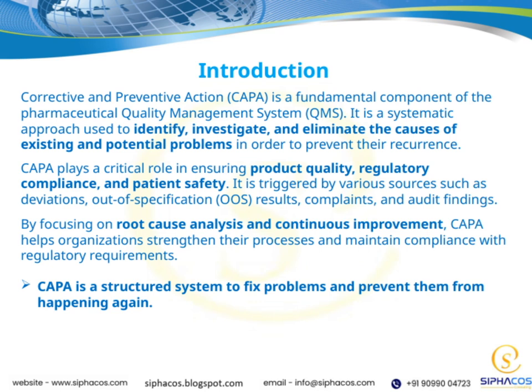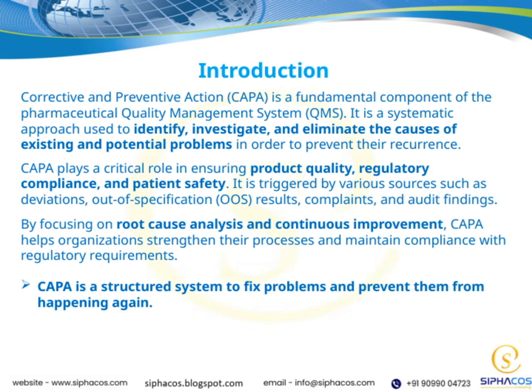CAPA plays a crucial role in maintaining product quality, ensuring we stay compliant with regulations, and most importantly, safeguarding patient safety. It's triggered by various situations like deviations from standards, out-of-specification results, customer complaints, or audit findings. These are all signals that something in our process needs attention. By focusing on root cause analysis and continuous improvement, CAPA helps us strengthen our processes over time. This structured system is designed to address problems effectively and prevent them from reoccurring, which ultimately supports our goal of delivering safe, high-quality products consistently.